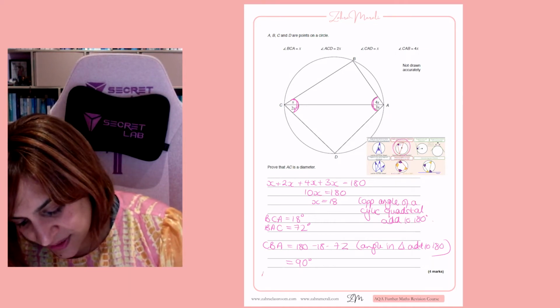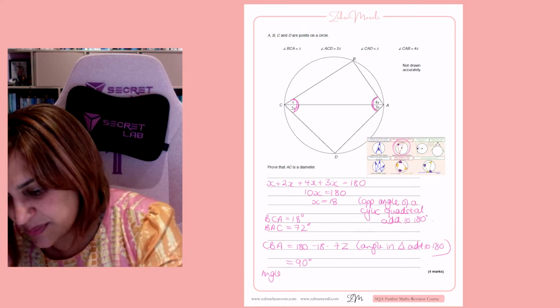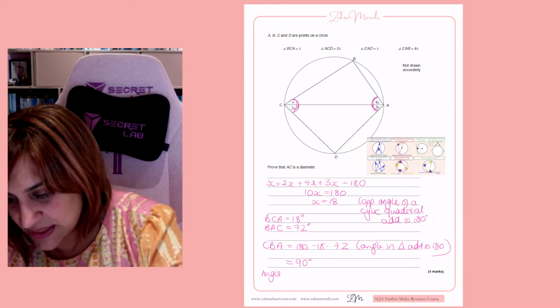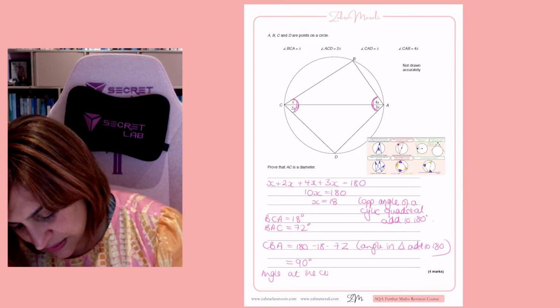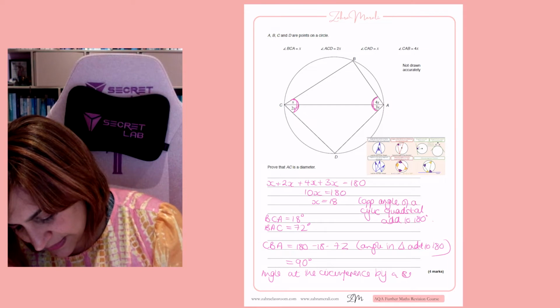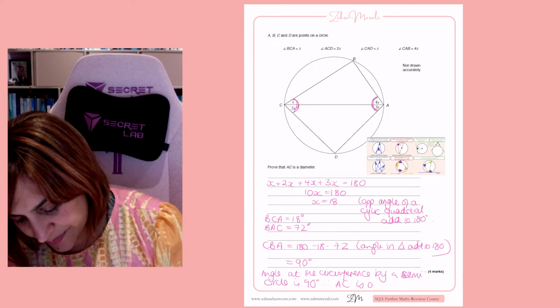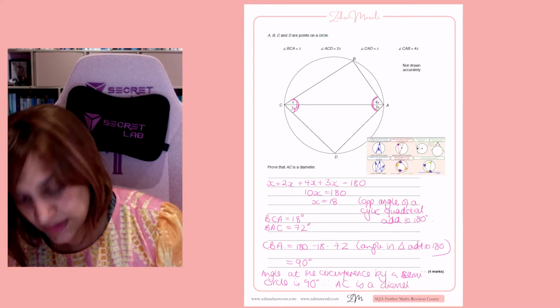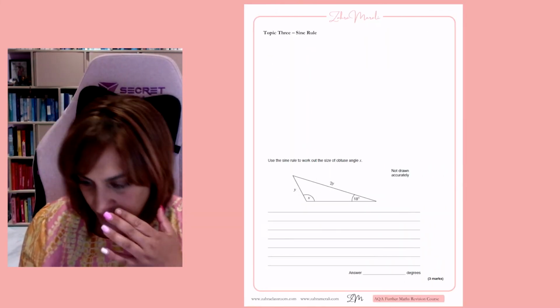So we say an angle subtended, that's a fancy word, but essentially the angle at the circumference by a semicircle is 90 degrees, therefore AC is a diameter. And that would be sufficient for you to get all the marks.